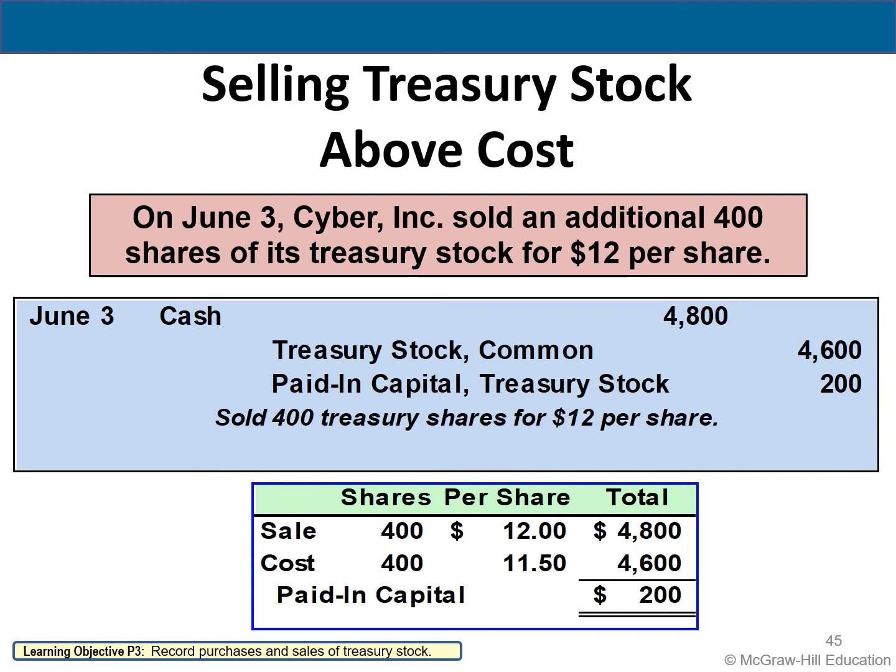So our cash that we're going to receive is going to be 400 times 12 bucks. So we'll debit cash for $4,800. But our credit to treasury stock common needs to be for the amount that we purchased it back for, so that needs to be at the $11.50. And then we have paid-in capital treasury stock for the excess of the cost that we had to buy it back: 50 cents times 400 shares, or $200.